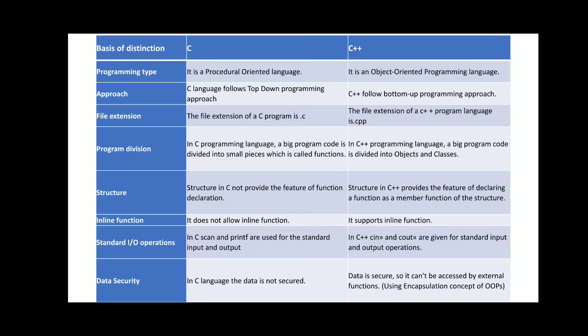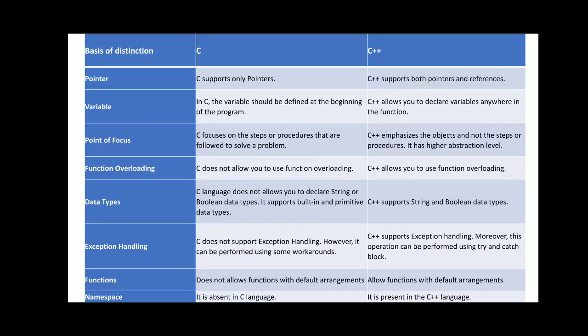Data security: in the C language the data is not secure. Data is secure in C++ because we are using the concept of encapsulation. That is a concept in C++. Now pointers: C supports only pointers, but in C++ we are using both pointers as well as references.